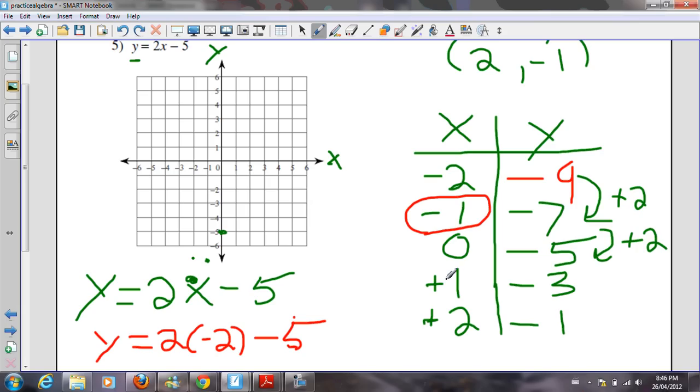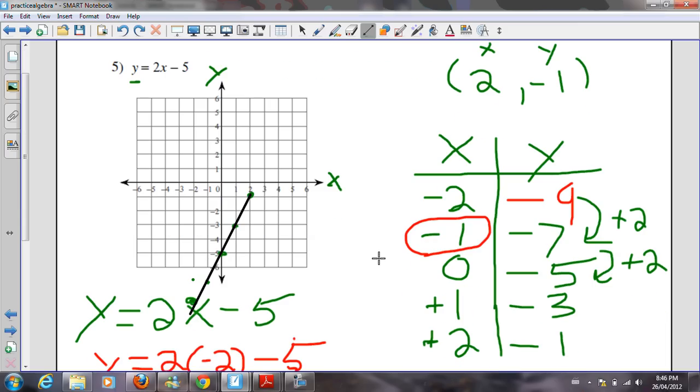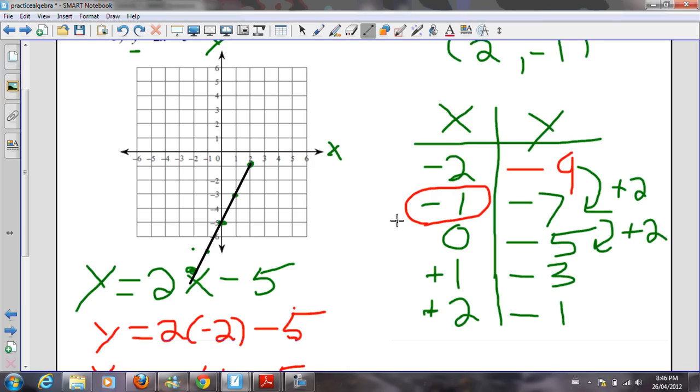I'll plot another one. It's going to be positive 1 and negative 3. So I'm going to go over positive 1 and down negative 3. And finally, positive 2. So I'm going to go over 2, and then I'm going to go down 1. And as you can see, if I were to draw a straight line, providing I had done this pretty accurately, you notice all of it should be in a straight line, because this is a formula for a line. So if it's not all in a straight line, you also know that your answer must have been wrong.